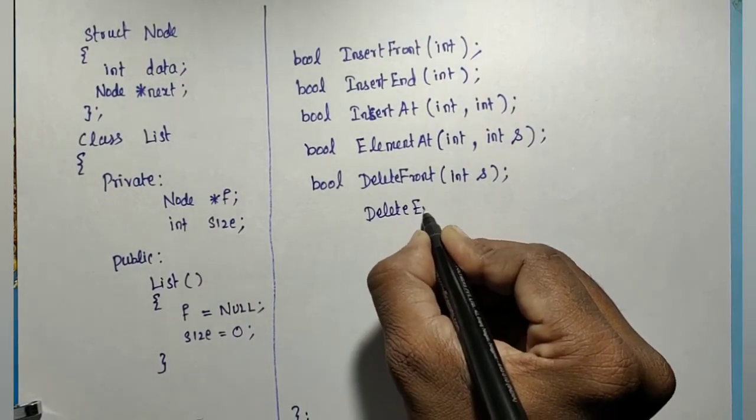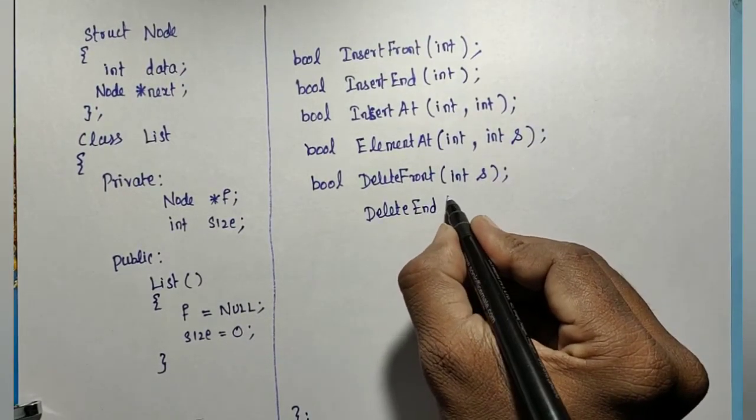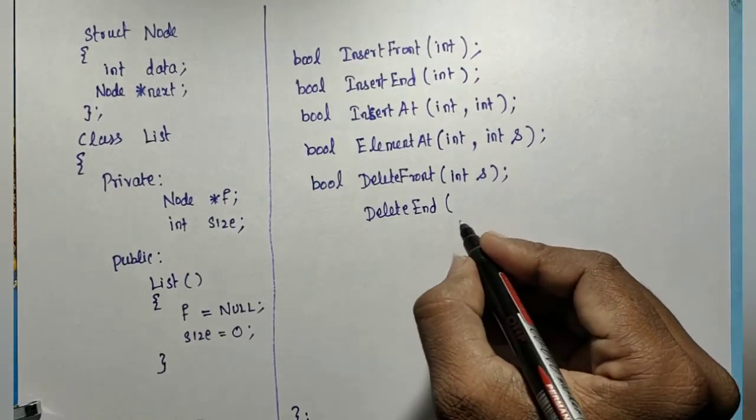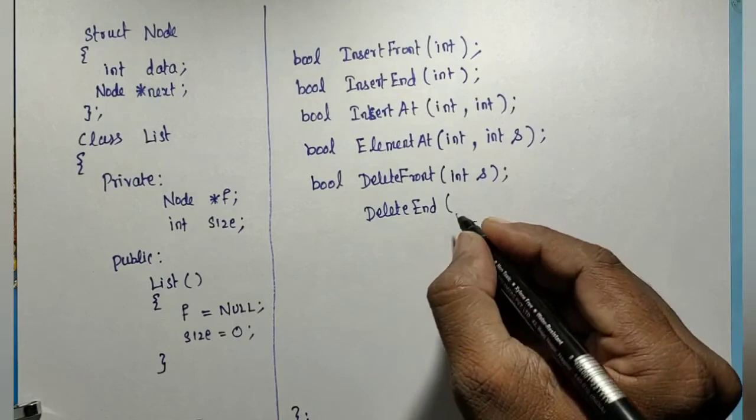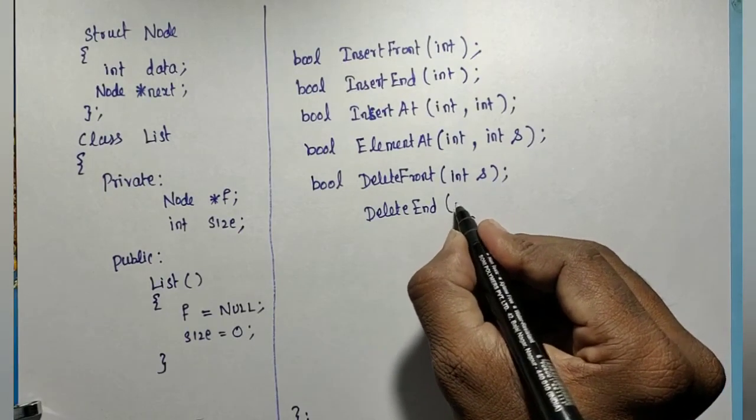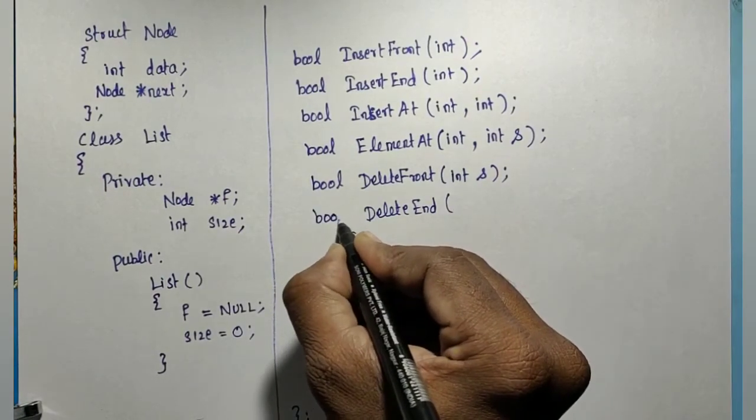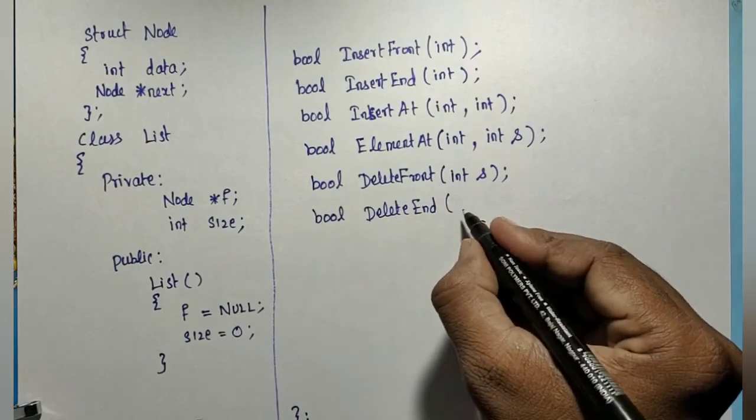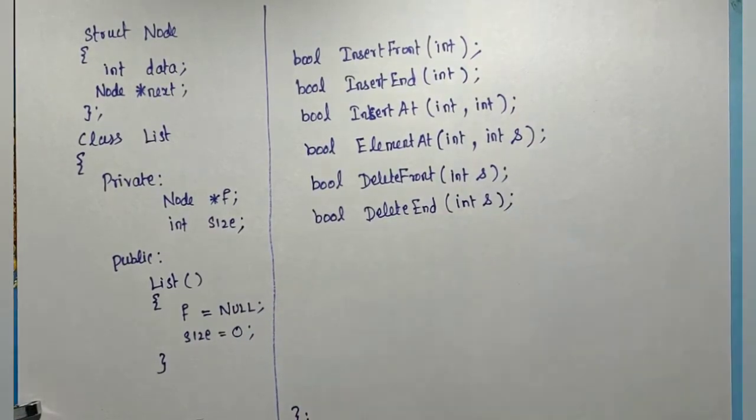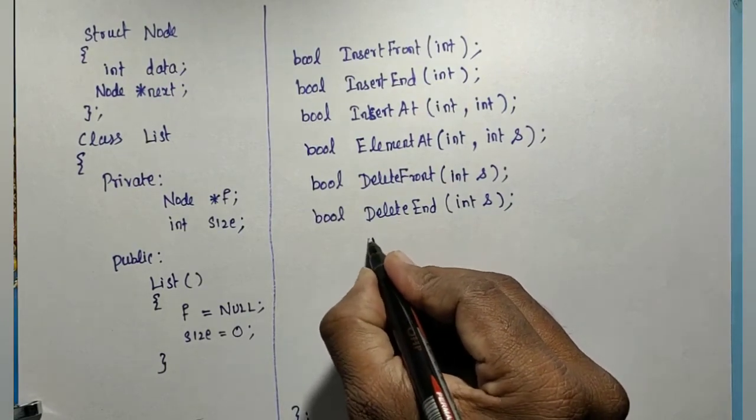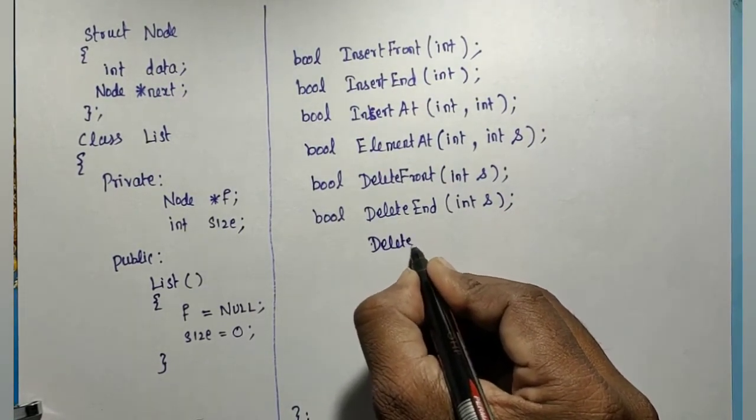delete end. The element which is presented at last is going to be deleted by calling delete end. So here as usual it is having the boolean return type and one output argument int ampersand, deleted element. The next, delete at.